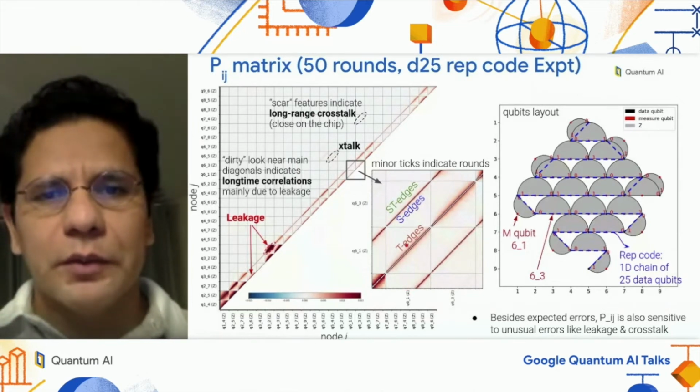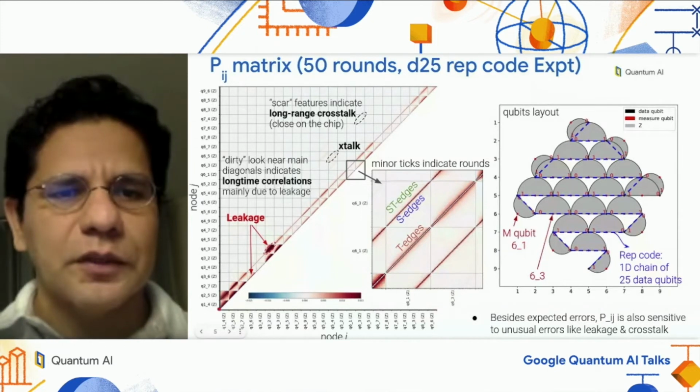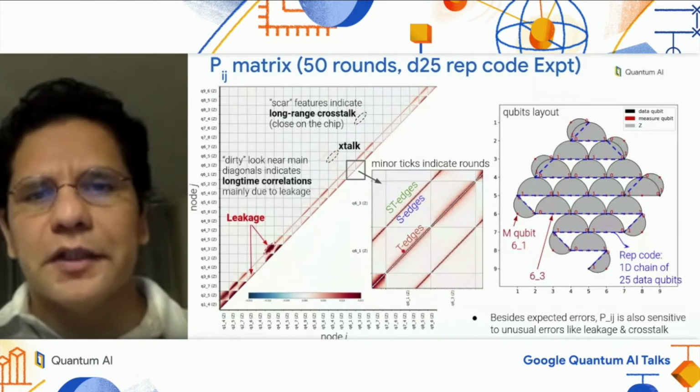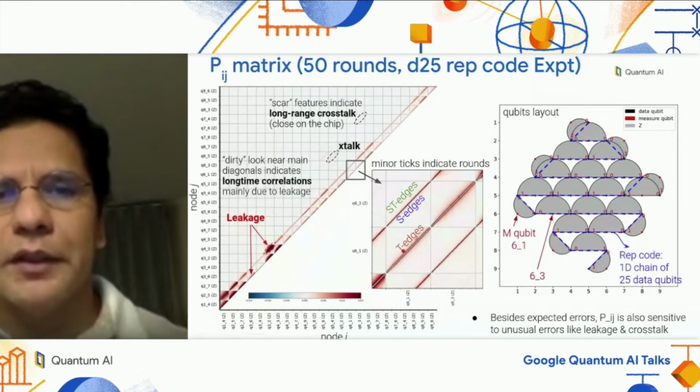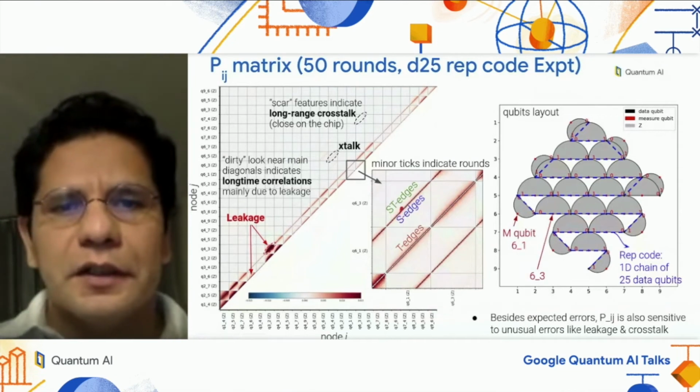The Pij probabilities for the time edges can be found near the main diagonal of the Pij matrix. The main diagonal runs from this corner to this corner. T edges are shifted up from the main diagonal by 1 pixel. S edges and ST edges appear in this qubit block.